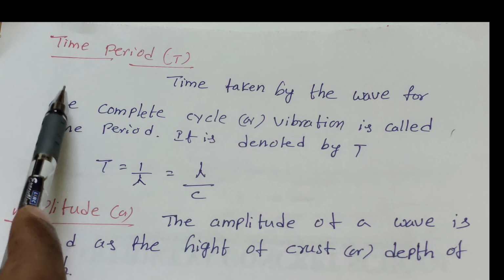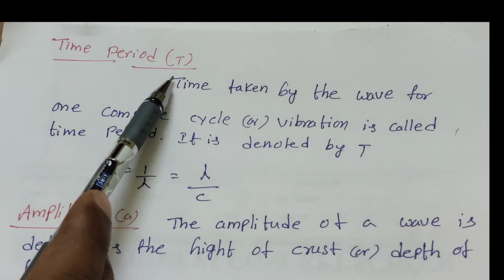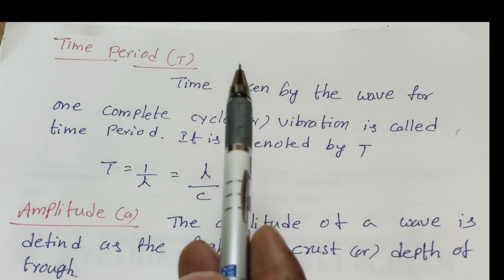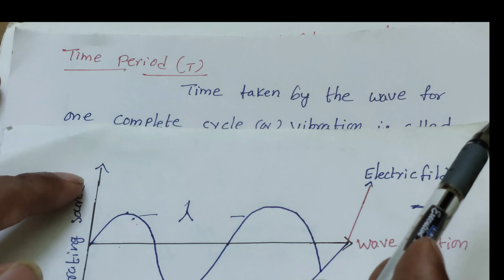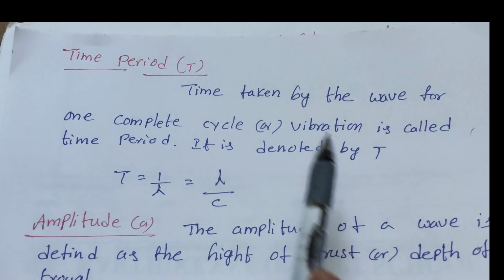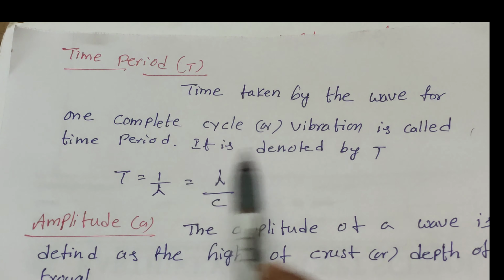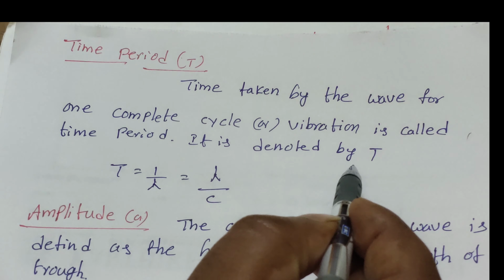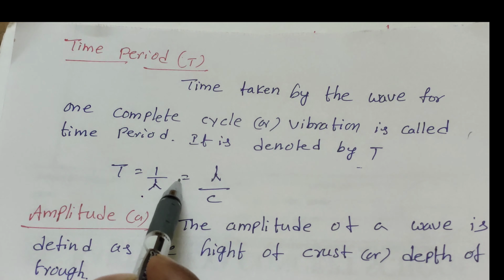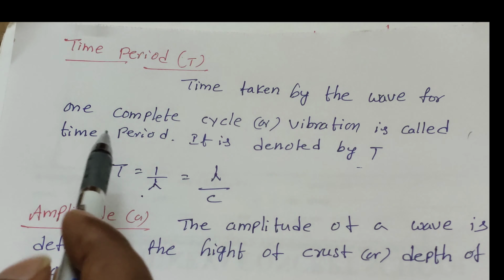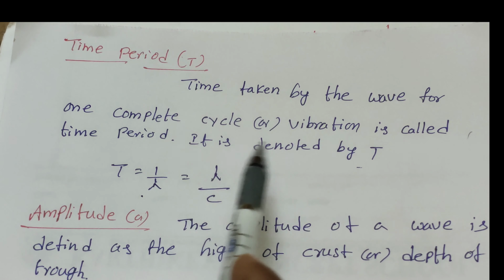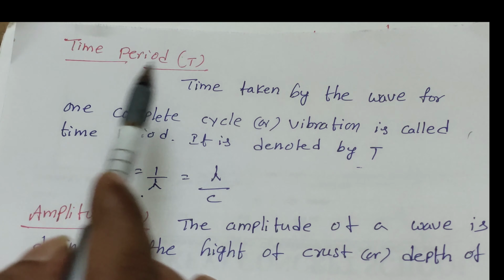And next one is the time period. Time period is indicated as T, the time taken by the wave for one complete cycle. The time taken by one wave to complete one cycle of vibration is called the time period. T is directly proportional to the wavelength, that is equal to λ by c. Once again I am repeating, the time taken by one wave to complete one cycle is called the time period.